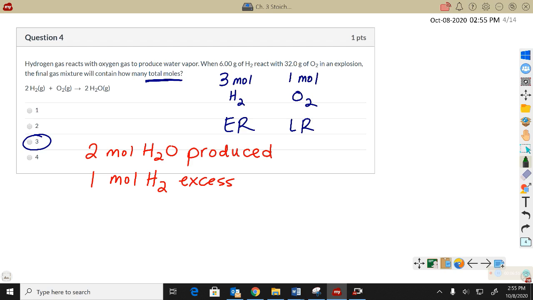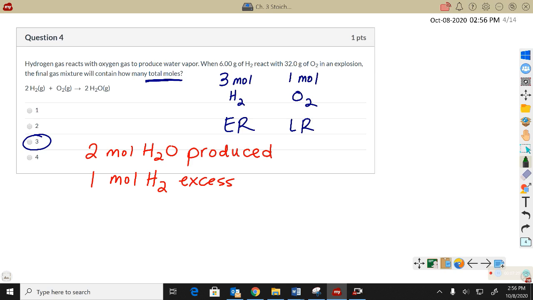Number 4, hydrogen reacts with oxygen to produce water vapor. Now here might be an example of an equation that maybe they wouldn't give us because this is pretty simple, but they do, and it's balanced, which is great. I have 6 grams of hydrogen reacting with 32 grams of oxygen in an explosion. The final gas mixture will contain how many total moles? And that's usually the part we miss if we got it wrong. How many total moles are present after this reaction occurs?